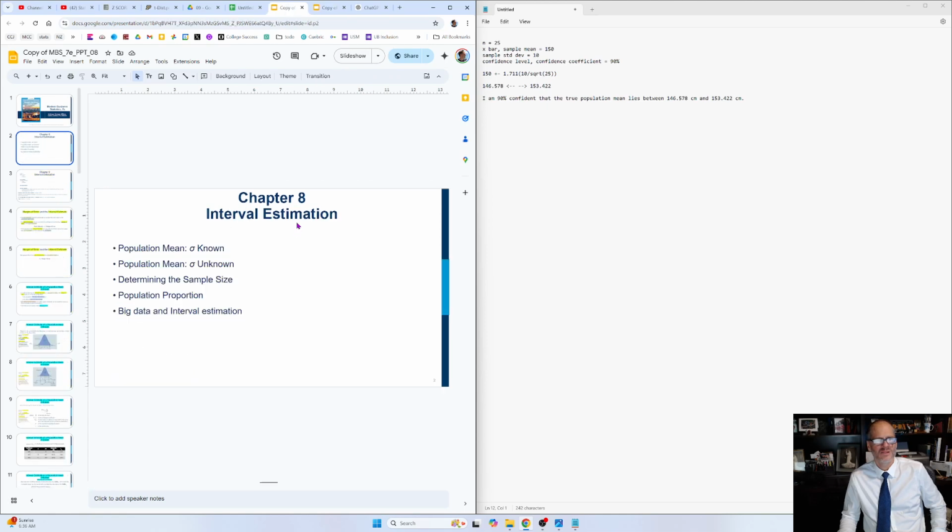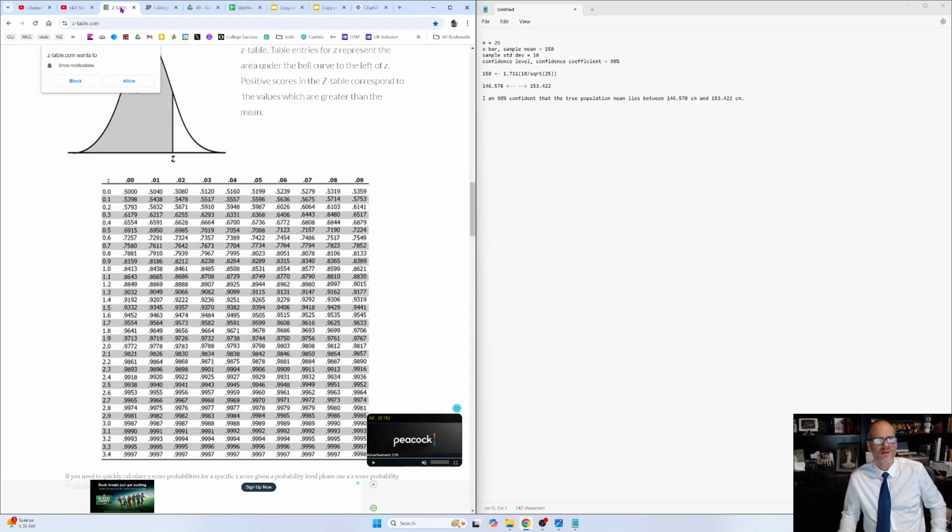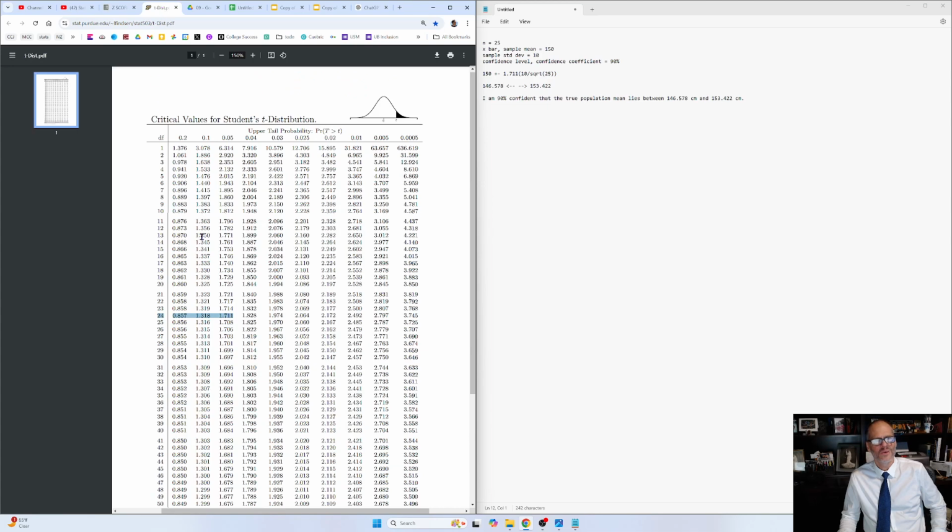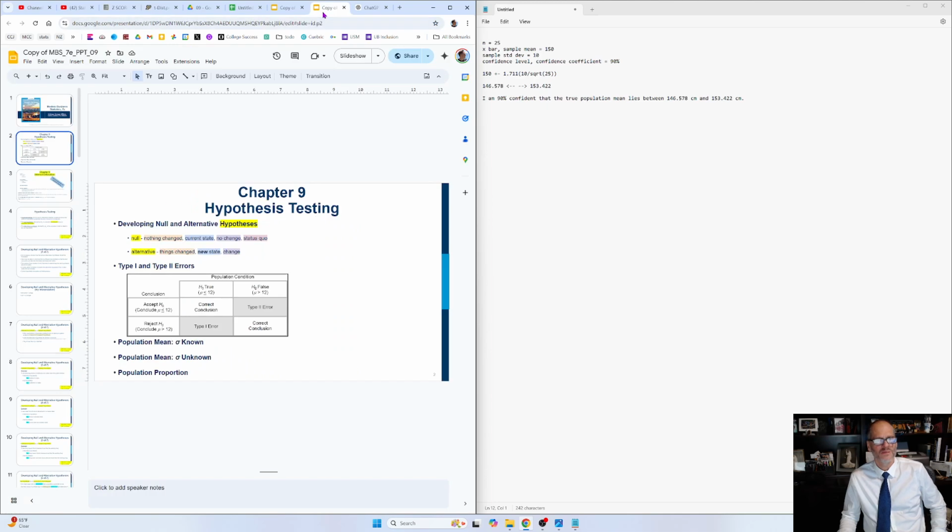A lot of the rest of the semester is just doing exactly what we were doing here. We're doing, what is my z-score or what is my t-score? The population standard deviation is unknown, so I need to do my t-score and use my sample standard deviation or some estimate of the standard deviation. So that's what we're going to do. See you in the next videos.